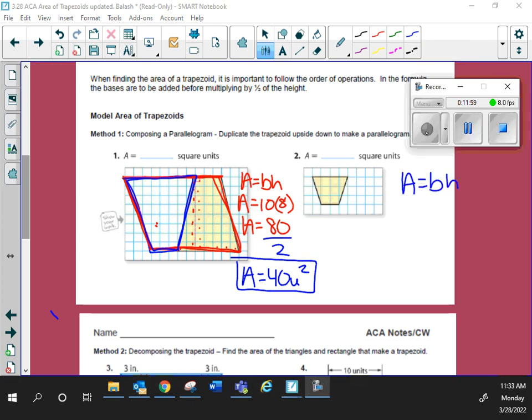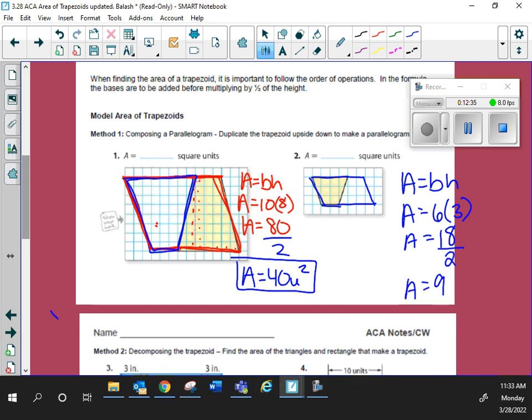Okay, again, in order to duplicate, I see 4 here, so I'm going to extend this by 4. I see this is 2 here, so I'm going to extend this by 2. Connect those dots, and then I have 1 full parallelogram. Okay, so let's find the dimensions. The base is what? So this is 6. The height is 3. The area is going to end up equaling 18. But do I want that whole thing for the trapezoid? No, I only want how much? Half. So I'm going to divide by 2. My area is 9 square units.